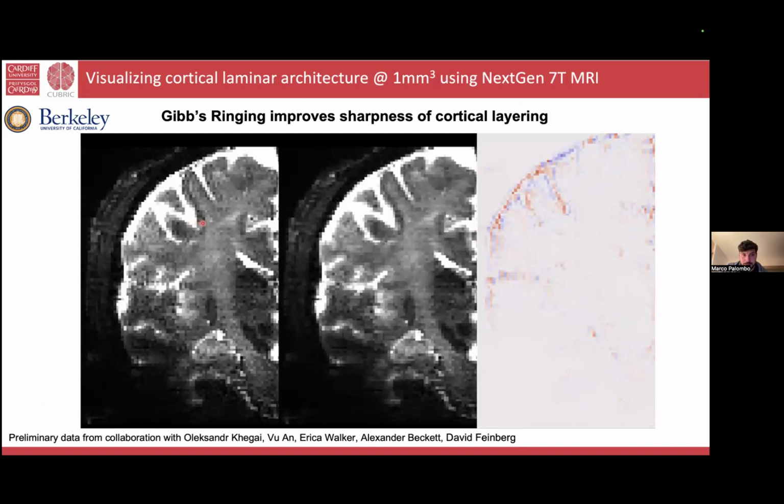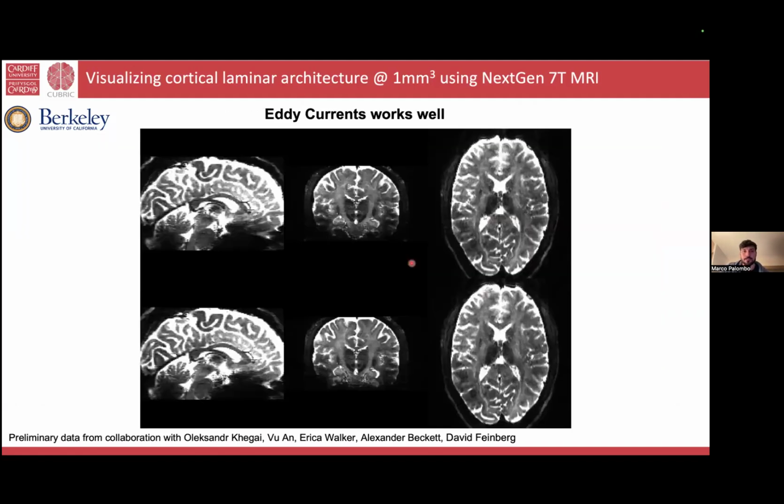Gibbs ringing was very important to correct because we want to have a crisp contrast in the cortical layer, and you can see how well it performed. Eddy currents correction from FSL eddy works really well. However, we noticed marked transmit field effects, even with PTX, as you can see here indicated by the arrows. So we would like to try a different coil to try to eliminate this problem.